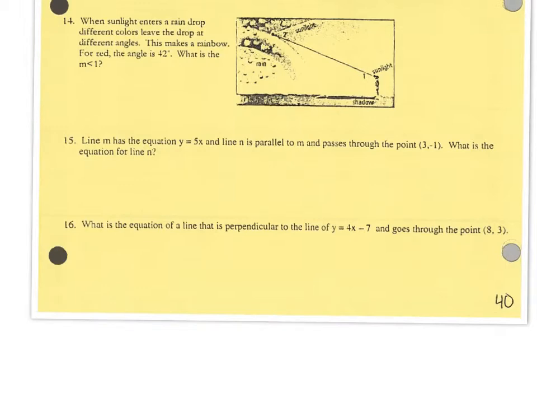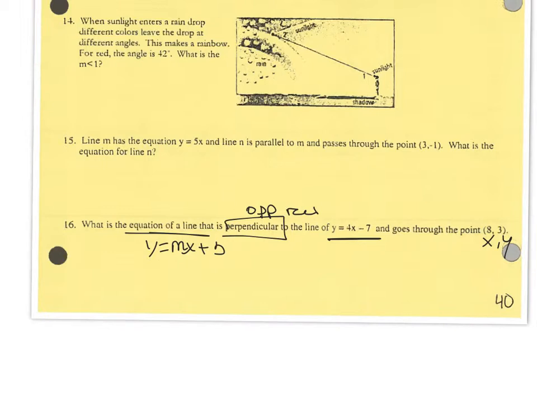Okay, I'd like to do number 16 at the bottom. It says, what is an equation of a line? So that's got to be y equals mx plus b. That is perpendicular, so now we're thinking opposite reciprocal, to the line y equals 4x minus 7, and goes through 8 comma 3, so I'm going to label that x comma y.